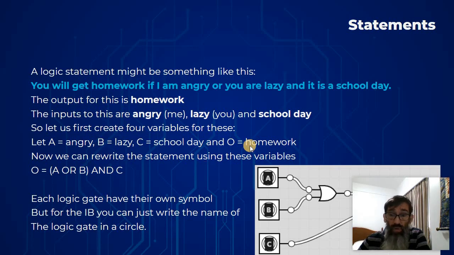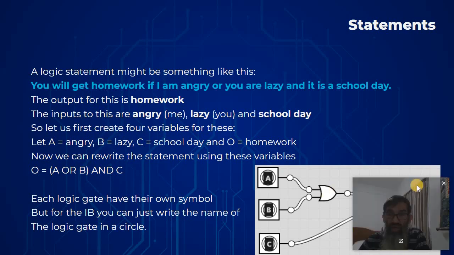Now I can rewrite this statement. My output, O equals, and now I said, if I'm angry or you are lazy, A or B. Now I put my brackets there to make it clear we're going to resolve this one first. So now there's no ambiguity. In the English language, there is ambiguity. And C, and it's a school day. Okay, so that is what I've done here.